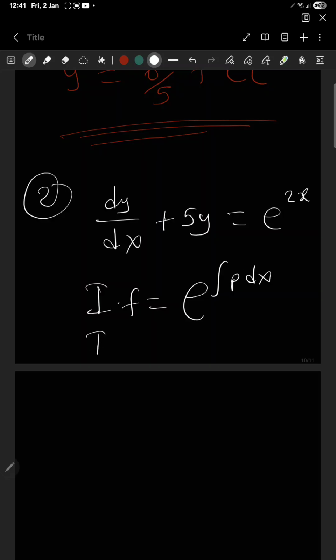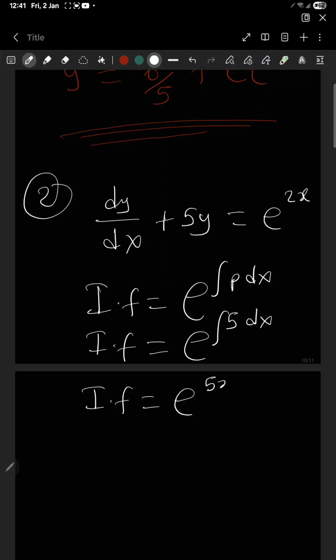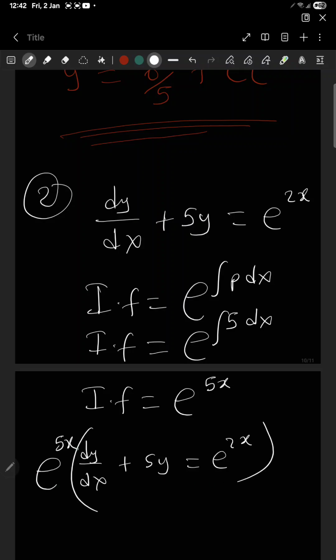So we're going to say our integrating factor is equal to e to the integral. What is our P? Our P is 5, so it will be 5 dx. And then from here, we are going to say that our integrating factor is equal to e to the integral of 5, which is 5x, like that. Now after you get the integrating factor, you multiply it throughout the equation. So multiplying it throughout, meaning that we have dy over dx plus 5y is equal to e to the power 2x, but we are multiplying this throughout by our integrating factor.